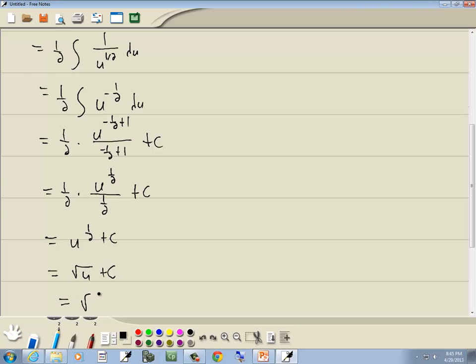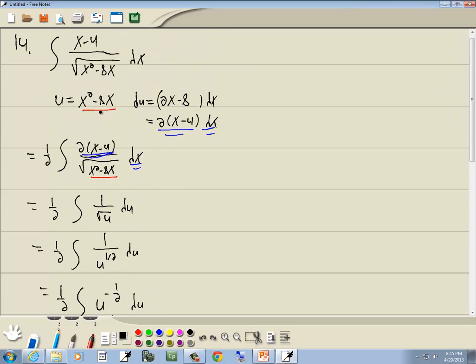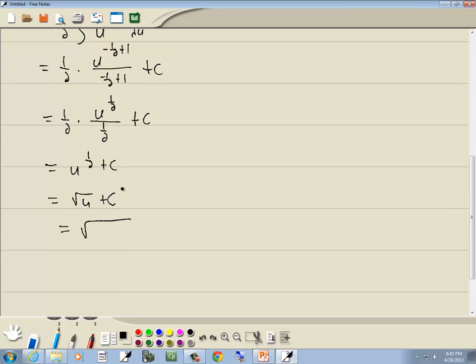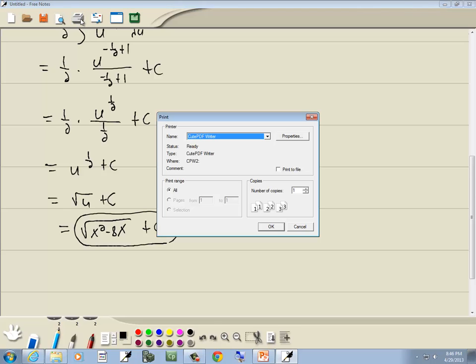And now we're ready to plug u back in, whatever we said u was. u we said was x squared minus 8x. So I got the square root of x squared minus 8x plus c. And that's our answer. So let me go ahead and save that.